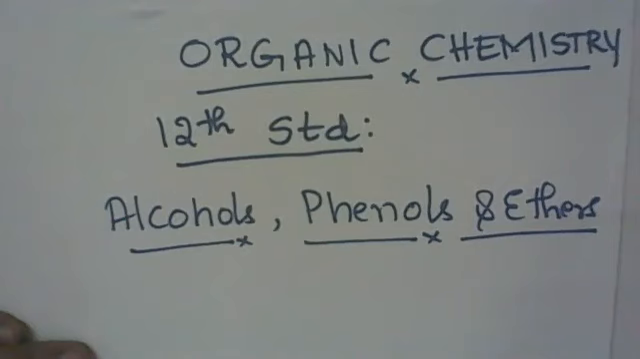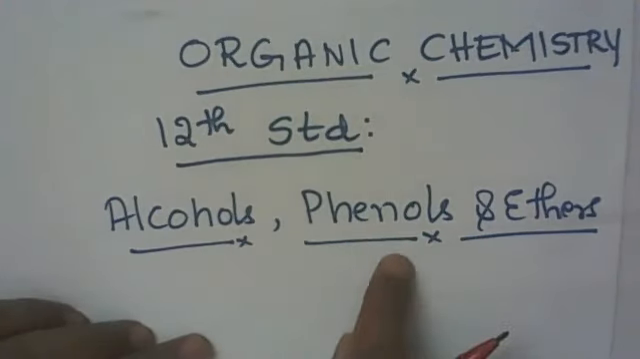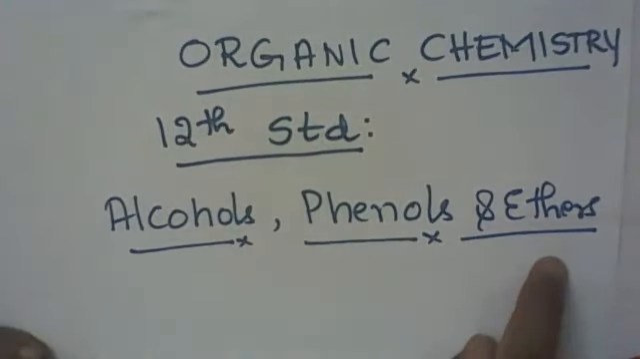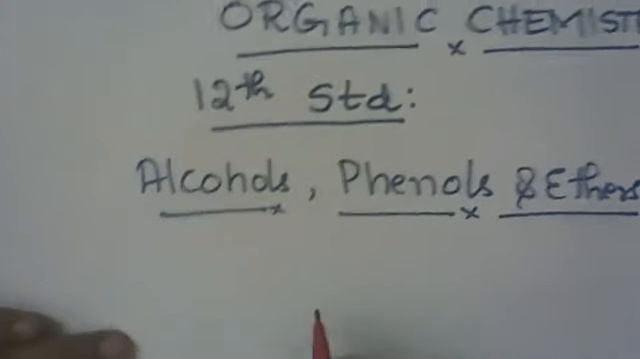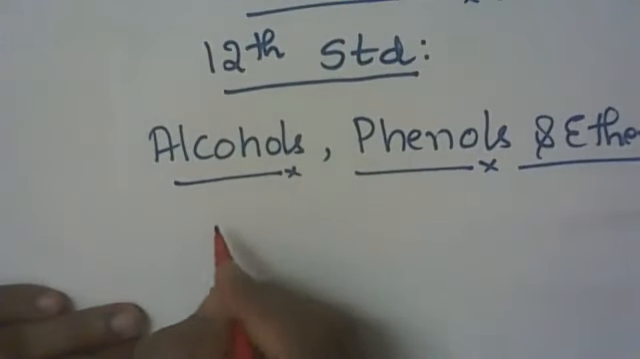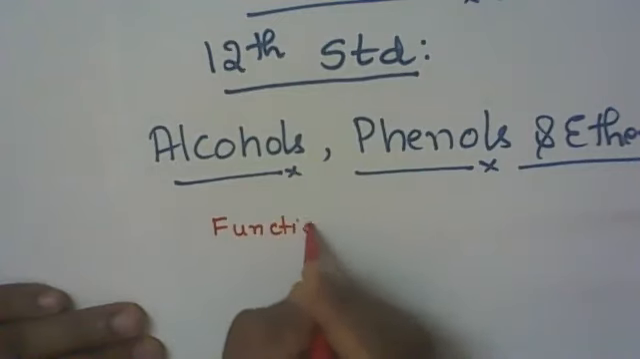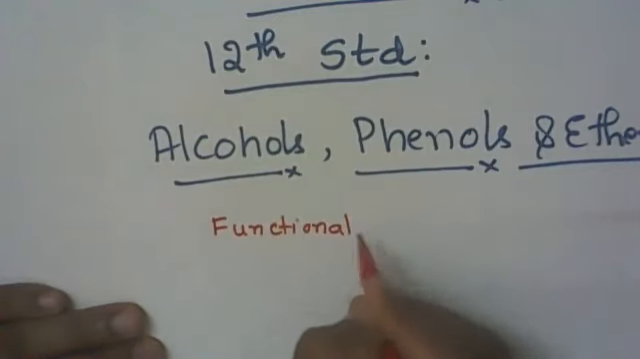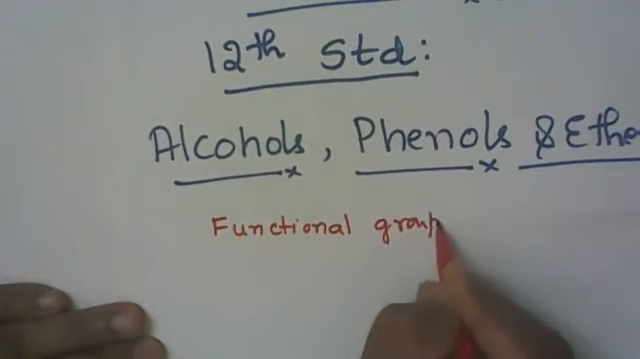In this video, I'll explain the 12th standard organic chapter, that is alcohols, phenols and ethers. But before going to the chapter, let me recall the functional groups we have studied in the 11th standard. So what are the functional groups we have studied in the 11th standard?